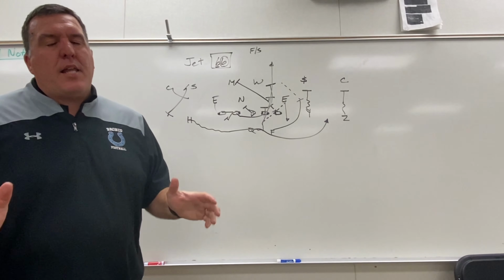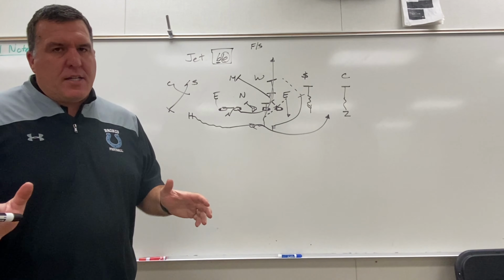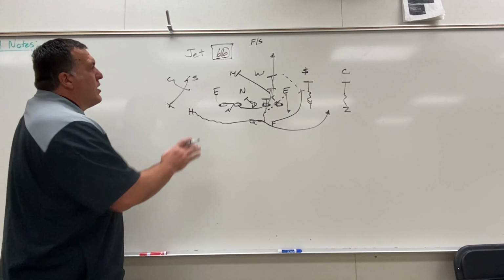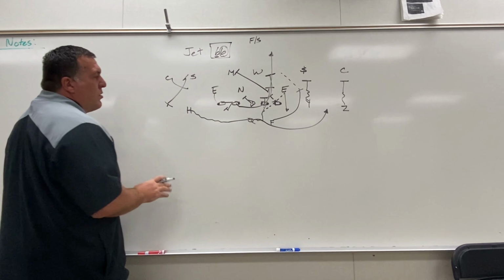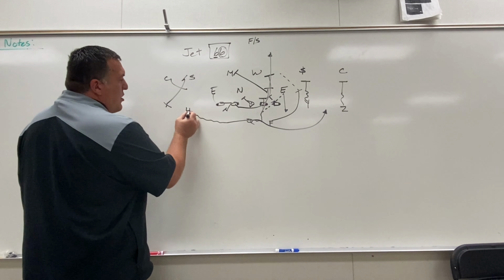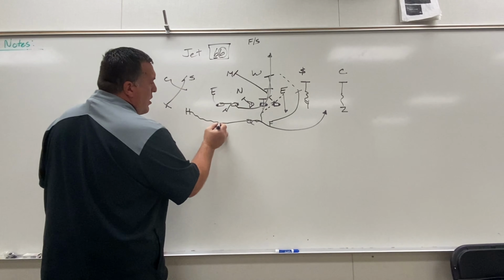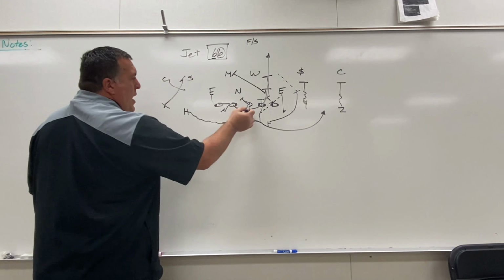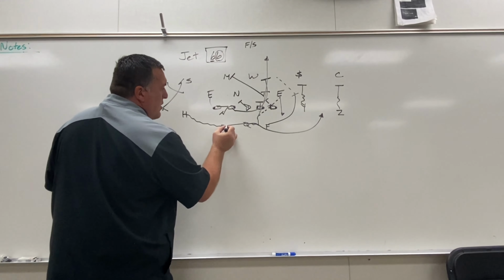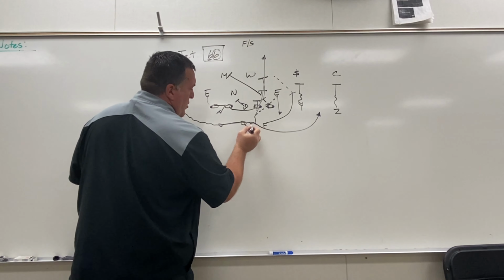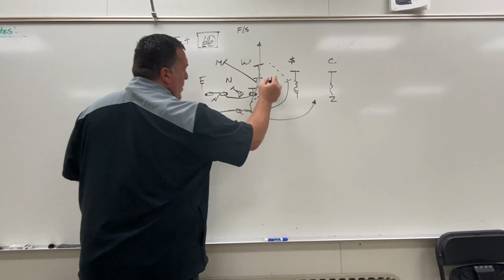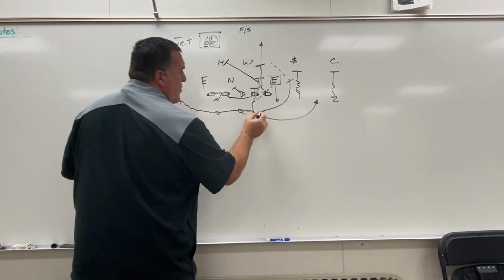So now that you know what 66 is, I'm going to add a little twist to it, and I'm going to add a little motion. So we're going to say jet 66. So what's going to happen is the H is going to do jet motion. He's going to move to about right where the tackle is. The quarterback's going to snap the ball, and now he's going to act like what the running back was. Quarterback's going to do the same job, reading that defensive end, and the F is going to be a lead blocker for him.